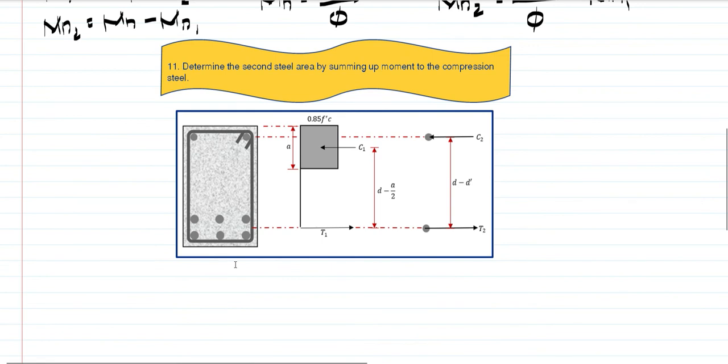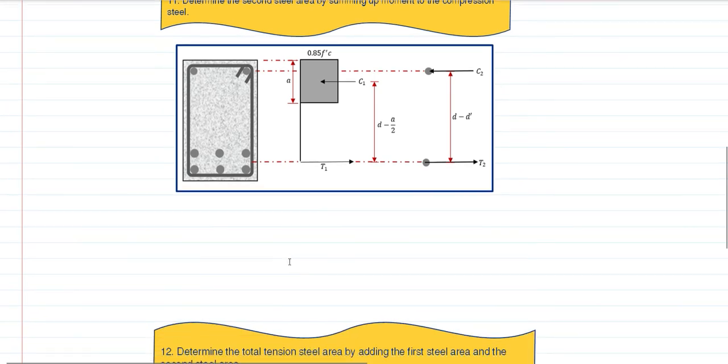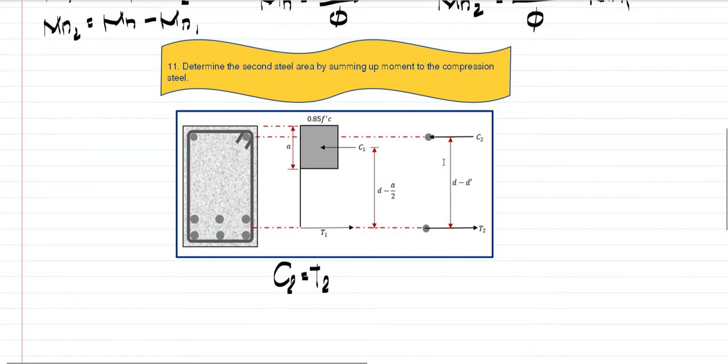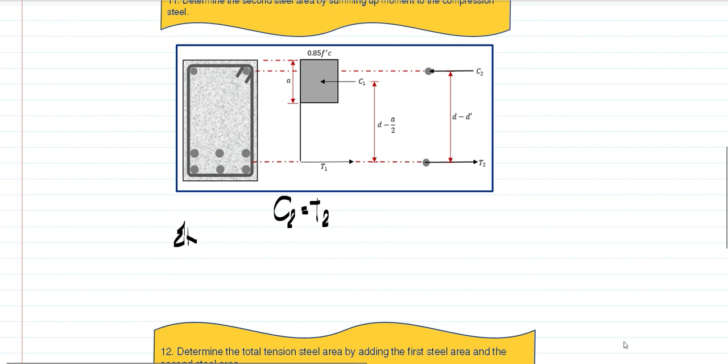Now we proceed to step number 11. Sabi dito, determine the second steel area by summing up moment to the compression steel. So for this step number 11, we will be needing the second stress diagram, which is yung C2 and the T2. So alam natin that that will also produce a statical equation. C2 is equal to T2. And we can sum up also moments using this equation. So sabi sa step 11, let's sum up moments to the compression steel area para makuha natin si second steel area. So we have to sum up moments at the compression.